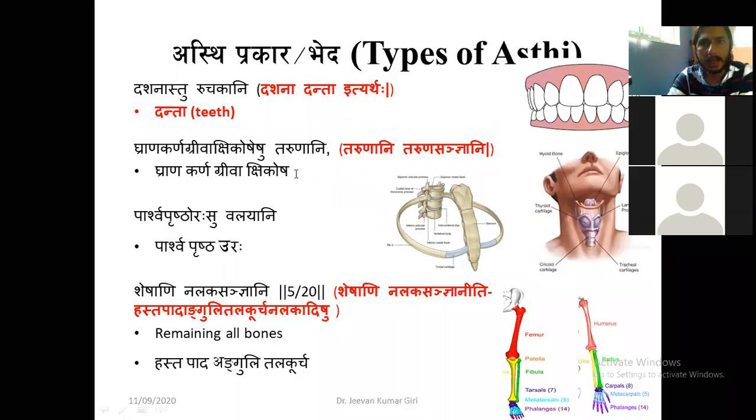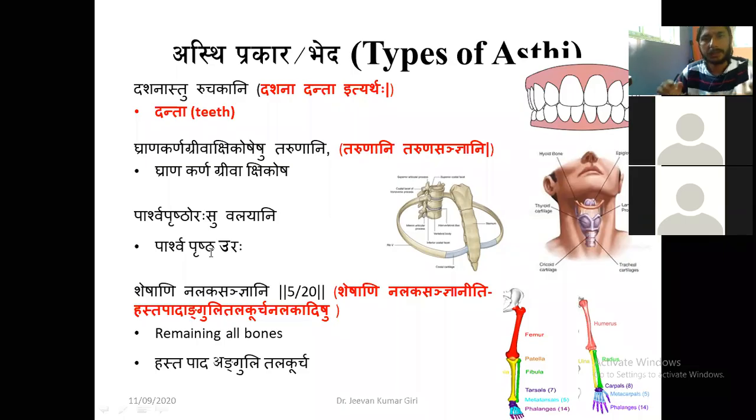Then the next type of bone, that is the Balaya. See Balaya Asti here. So I will highlight this here. So Balaya Asti is the next. Now see this Balaya Asti. Parsho Pristho Urasu Balayani. So this type of Asti you will find in the Parsho, Pristha and Ura. Ura is the chest region, Pristha is the back, Parsho is the lateral region.